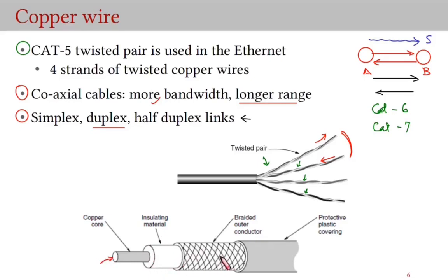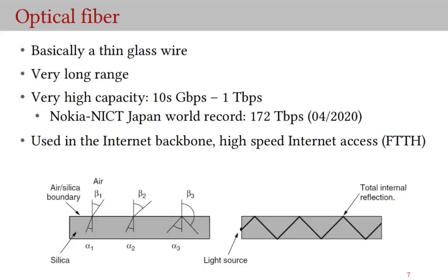followed by a mesh-like structure made of wire, and this entire thing is put inside a protective plastic sleeve. Coaxial cables are used for providing internet access by cable TV companies. The next physical medium that we will consider is optical fiber. Inside fiber optic cables, the signal is basically carried by a thin glass wire.